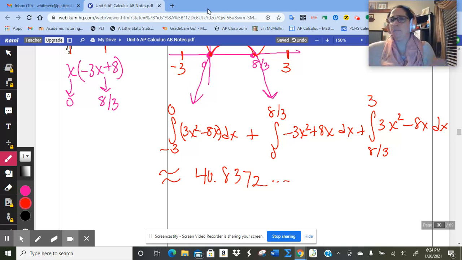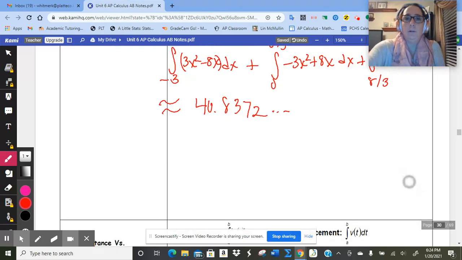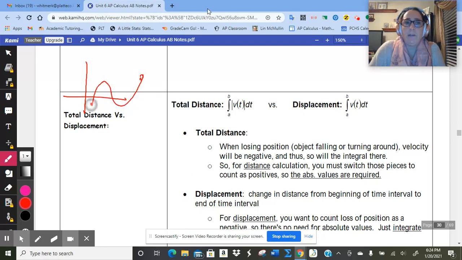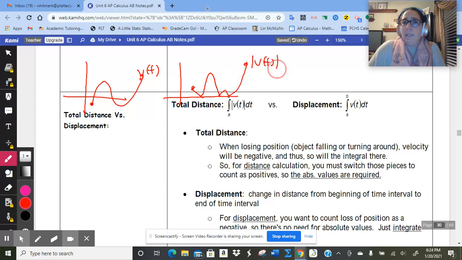So what is that absolute value? Why would we ever be using the absolute value inside of an integral? Well, we've discussed this before, that if I look at the velocity graph, maybe from here to here, if this is velocity, when I take the absolute value of velocity, okay, then I get my speed.